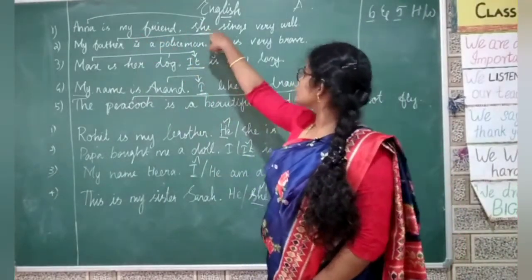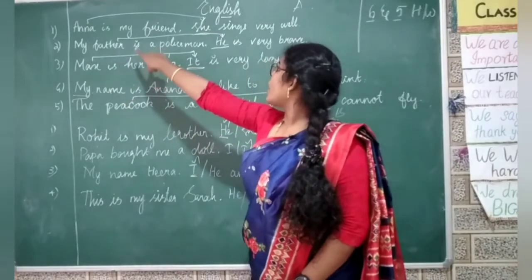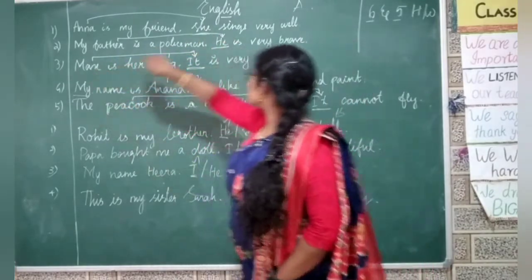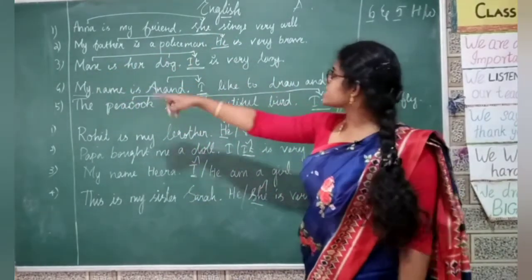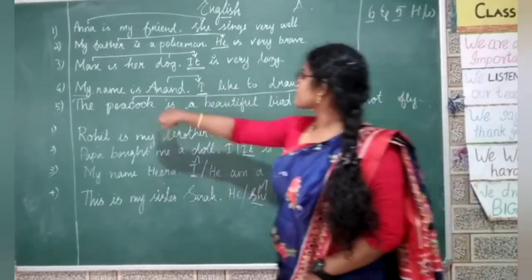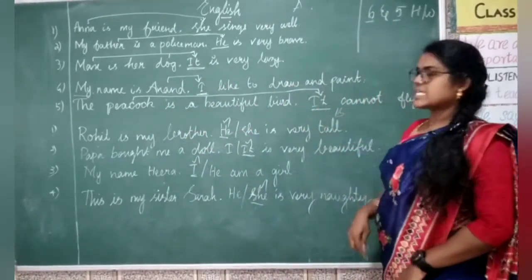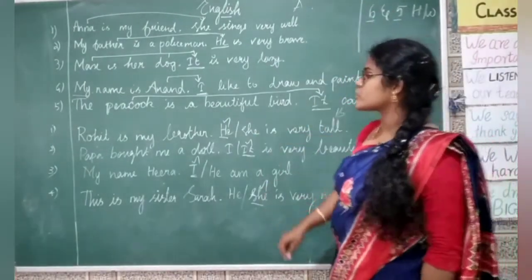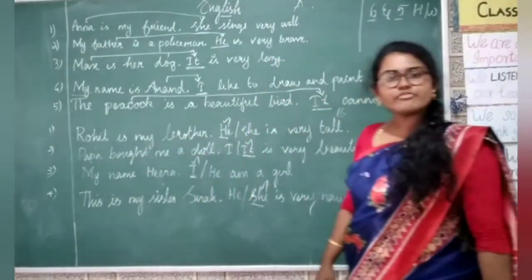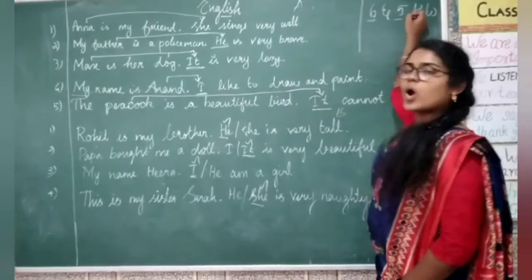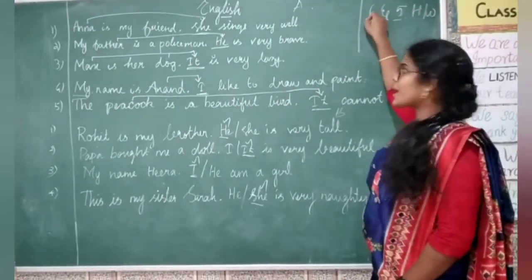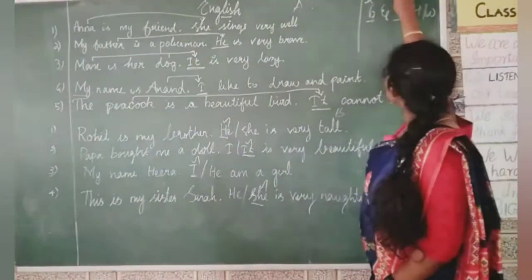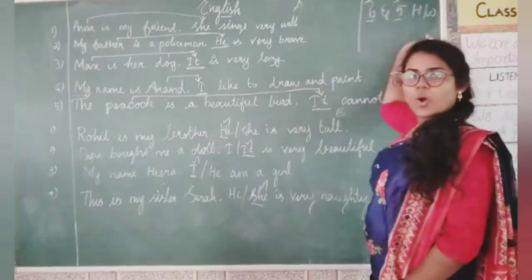Here Anna to she, father to he, Max to it. Max or dog to it. Anand to I, Peacock to it. Then the 6th is your homework. Next, section B, 4 I have done for you. 5 is your homework. From A section 6 and B section 5 are homework.